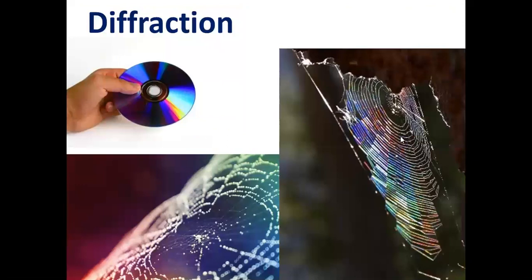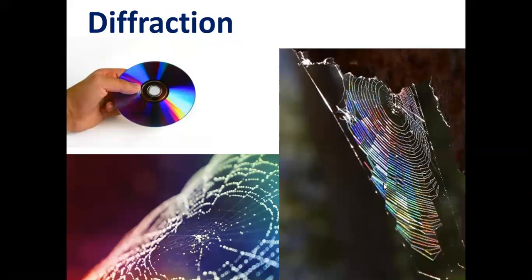Now, the writing part of a CD, this is the part where we read and write the CD, appears colored when exposed to sunlight. Similarly, the spider web, when it is exposed to sunlight, appears colored. These are all the effects of diffraction. Diffraction means bending of light around the narrow obstacles.